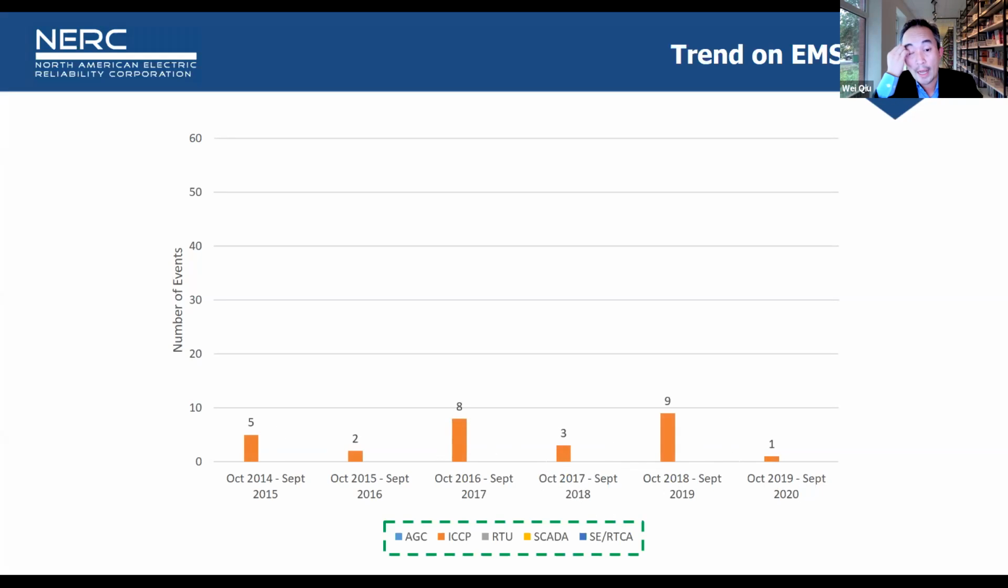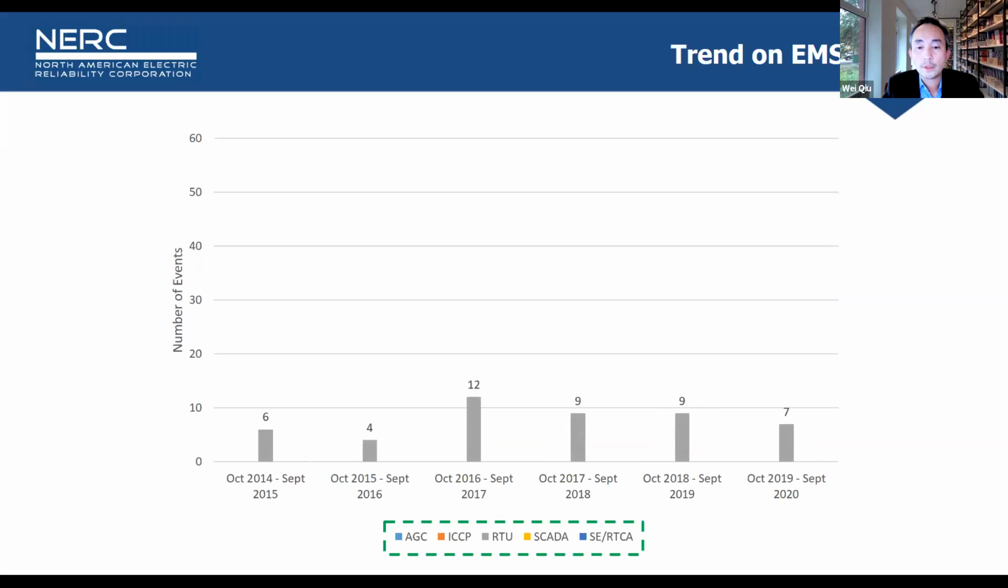The second one is ICCP. Again, this type of event is very interesting. You can see that every other year it hits a peak, and the following year there is a drop. We had one event between October 2019 and this September. We had 9 events in 2018-2019. This RTU event count is consistent. See the 7, 9, 9, 12.